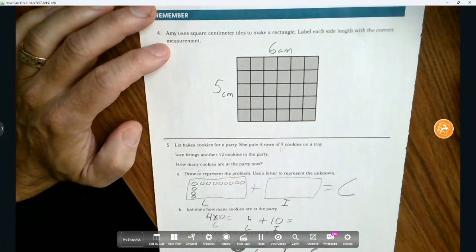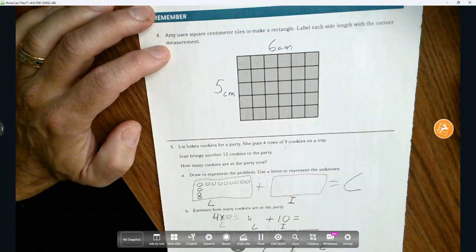Again, Module 2 in Eureka Math, 4th grade. All right, Module 2, Lesson 5, Eureka Math Squared, 4th grade.